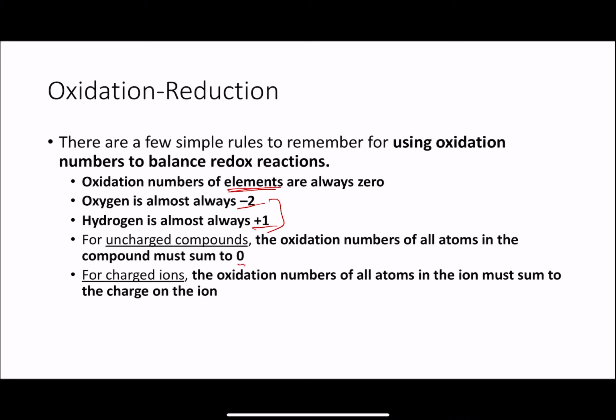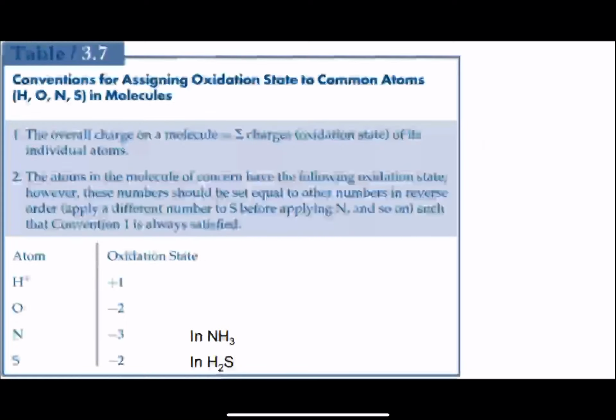If you have a charged ion, on the other hand, the oxidation numbers of all atoms in the ion must sum to the charge on the ion. So, for example, I'll show you how you could find the oxidation state. We know hydrogen is +1. We know oxygen is -2 by heart.